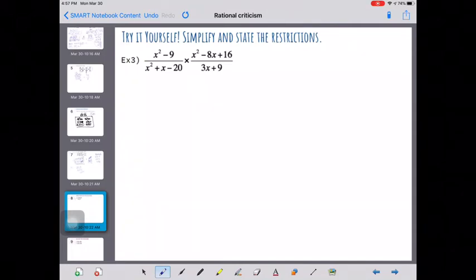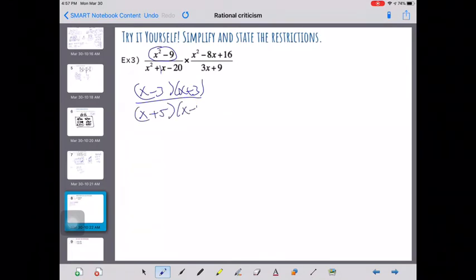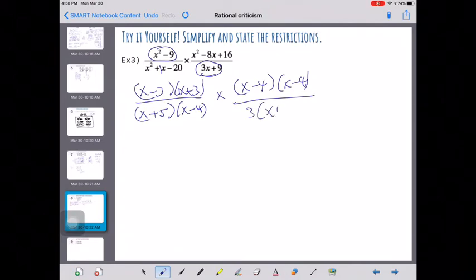Okay, so let's start to factor wherever we can factor for each piece. In the numerator here, we can use the difference of squares: x minus 3 over x plus 3. Next, two numbers that multiply to negative 20 but add up to 1, and that'd be x minus 4. We're going to put a multiplication sign. Then two numbers that multiply to give you 16 but add up to give you negative 8, so they're the same. And this one here is just a common factor. You can divide everything out by 3, factor out a 3, and you end up getting this.